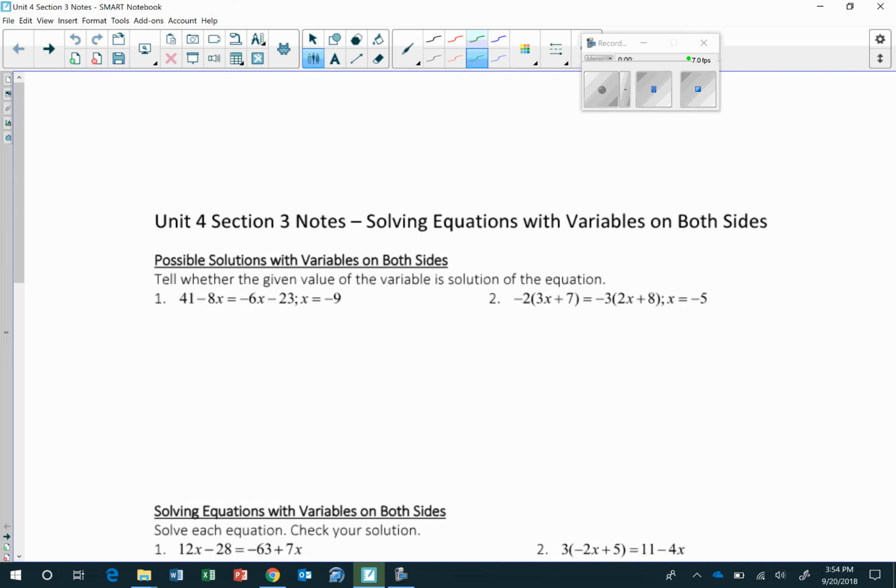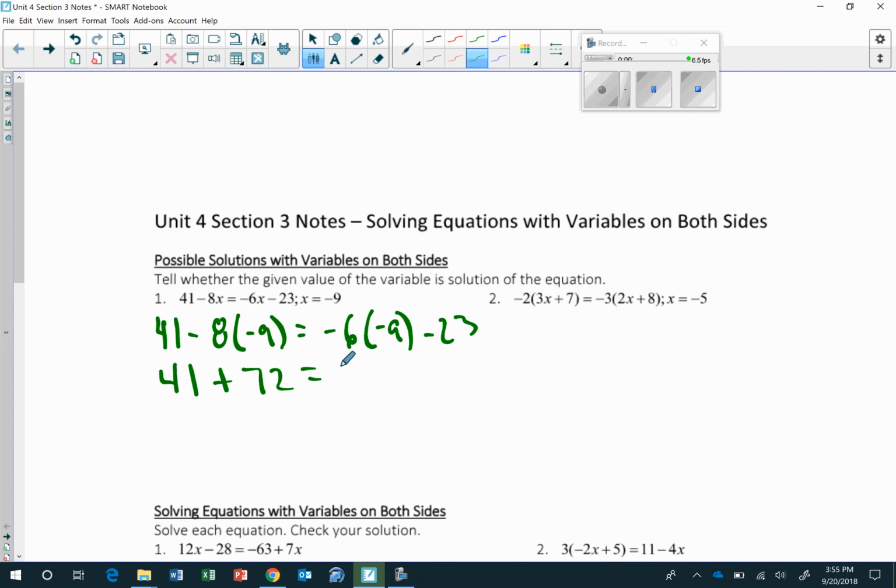So our equation is 41 minus 8x equals negative 6x minus 23. And the solution we want to test is x equals negative 9. So we're going to rewrite our equation plugging in negative 9 for x. So we'll get 41, and then we have minus 8 times negative 9, which is going to wind up as plus 72.